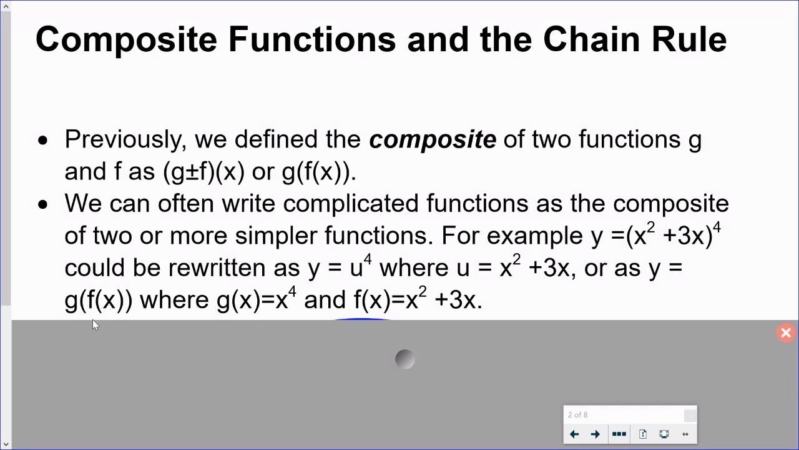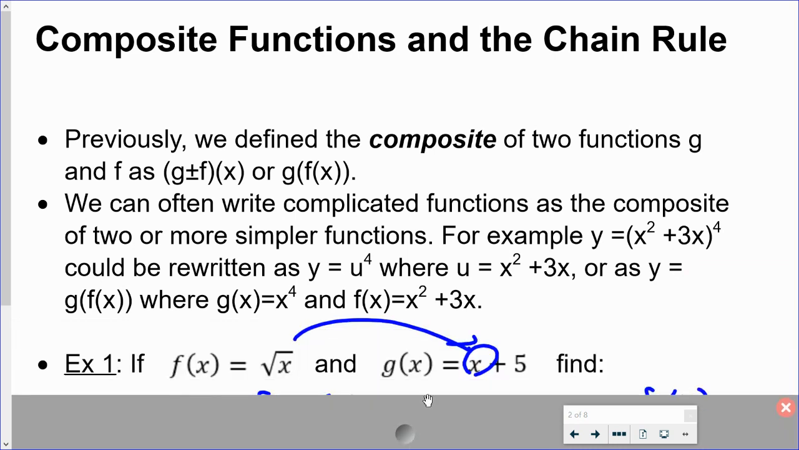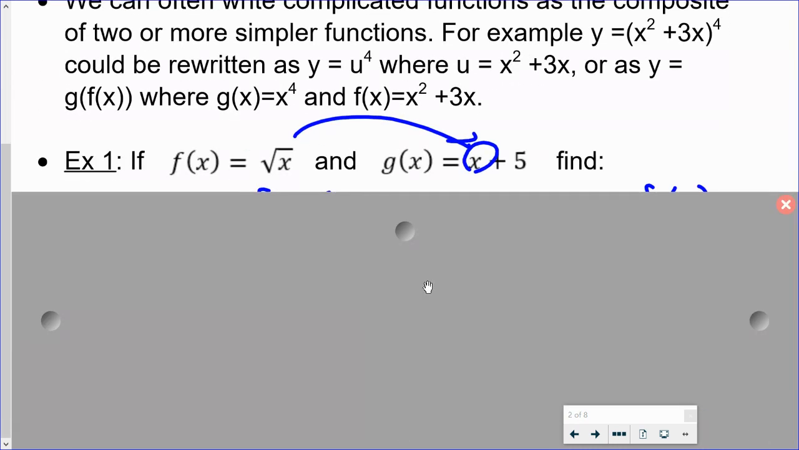And then we could combine them together to say that we're evaluating g at the value determined by f of x, where g of x is x to the 4 and f of x is x squared plus 3x. All I'm saying is that we can take a complicated function and break it down into a simpler one. So let's do a little bit of practice with that.